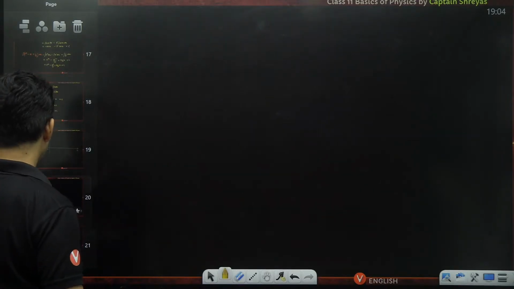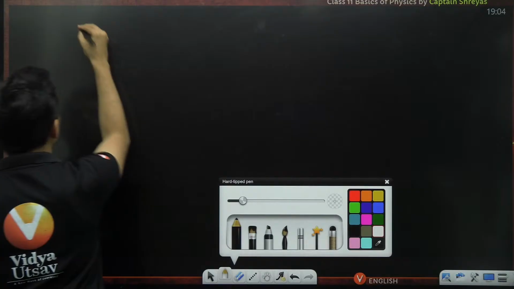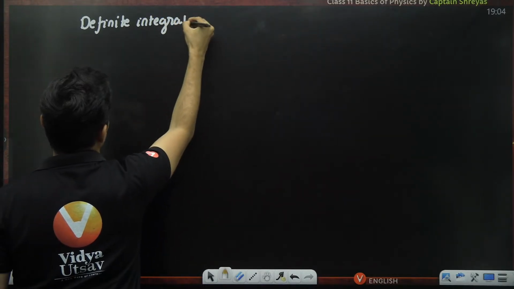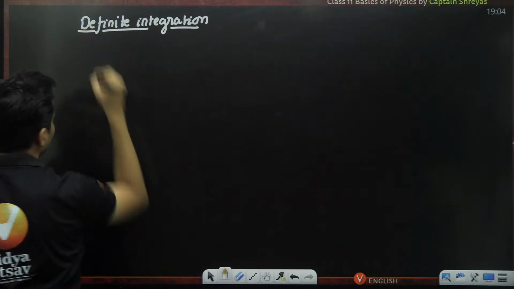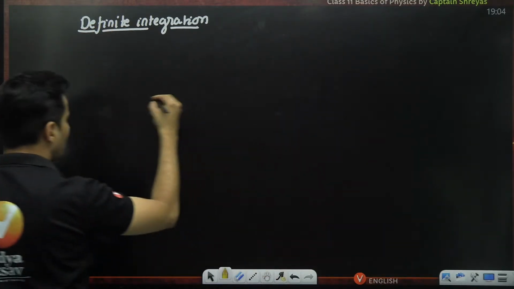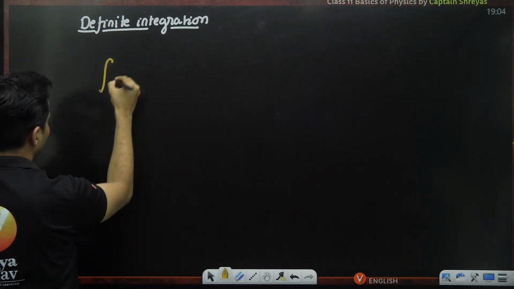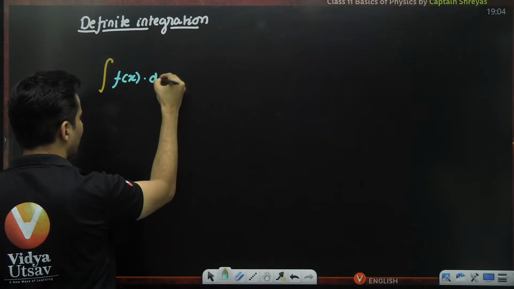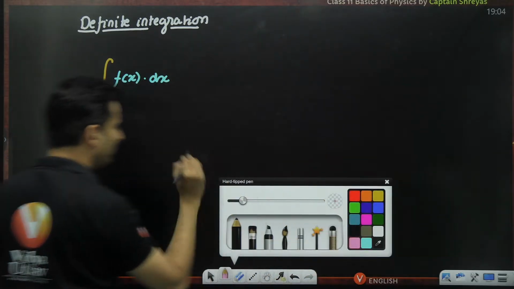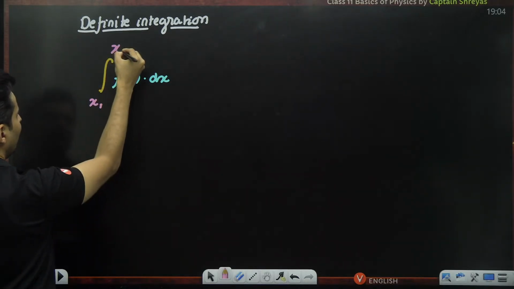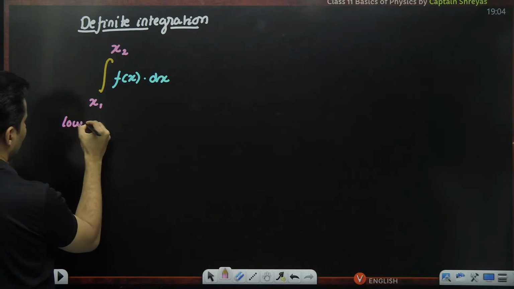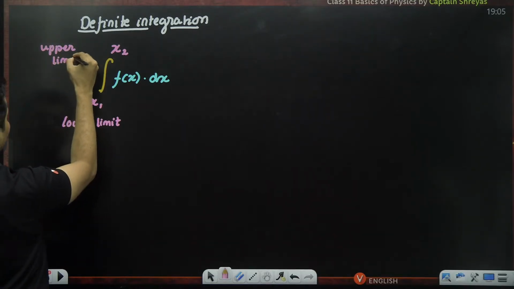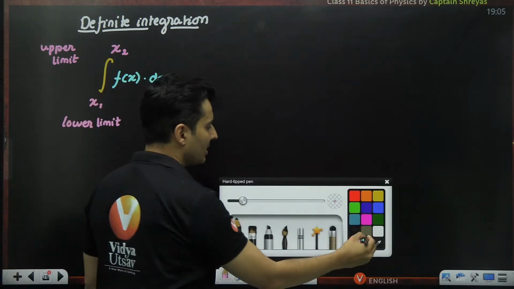Basically, when I say I want to do a definite integration, definite integration, guys, it means something like this: integration of your function f of x with respect to dx, but I need to put the lower limit x1 and the upper limit x2. So the lower limit and the upper limit is that extra thing that you put. The moment you put that, see what happens over here.